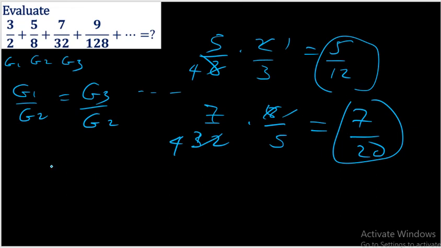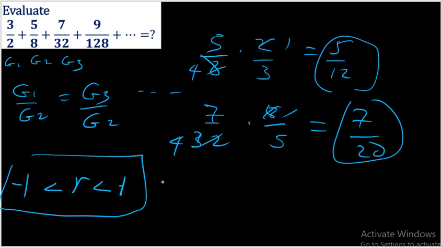To apply the infinite series formula, the common ratio has to be the same. At the same time, that common ratio r has to be between 1 and -1. If that condition is satisfied, we can apply the geometric infinite series formula, that is g1 over 1 minus r. But this time we cannot apply that, so we need to design some kind of systematic approach.